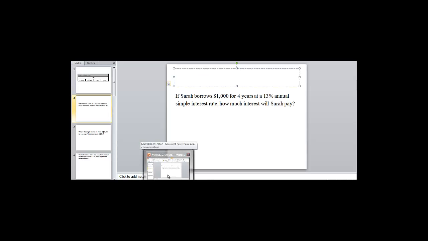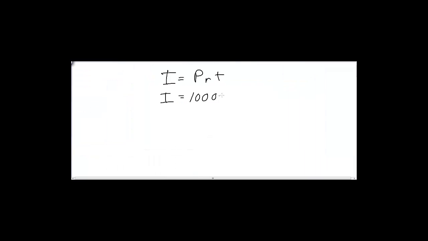So using my simple interest formula, I equals PRT, interest is what I want, principal is $1,000. The rate, we said, is 13%. Now rates in problems like this, when we put them into an equation, we want to put them in as decimals. We never want to put them in as percentages. It's going to throw off our answer.